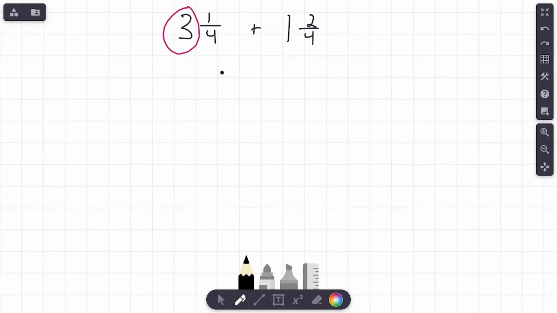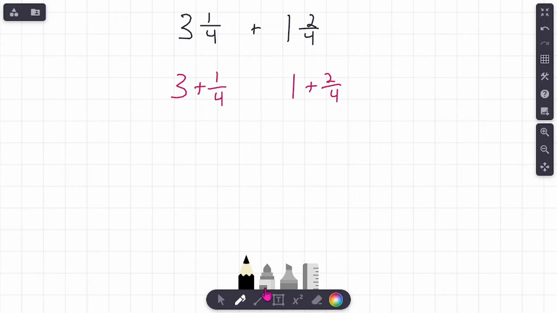When we have 3 1/4, what that technically means is that we have 3 plus 1/4. That's what 3 1/4 means. And the same thing over here for 1 2/4. What this means is we have 1 plus 2/4. We're technically adding a whole number and a fraction together when we get a mixed number. So keep that in mind with what I'm about to show you.